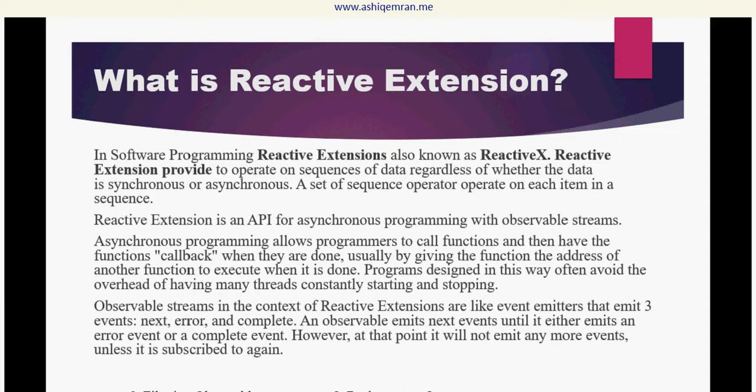Observable streams in the context of reactive extension are like event emitters that emit three events: next, error, and complete. An observable emits next events until it either emits an error event or a complete event. So when we are performing any event, if the event has an error or has finished, then at that point it will not emit any more events unless it is subscribed to again. Without subscription again, it will not emit.